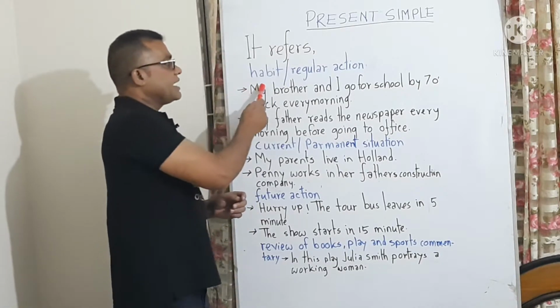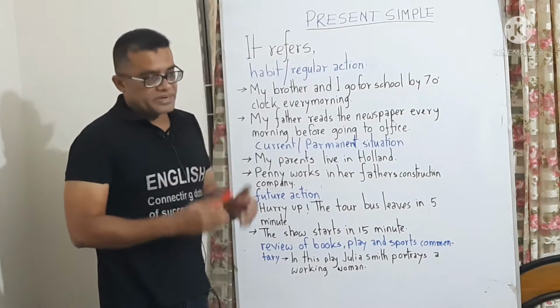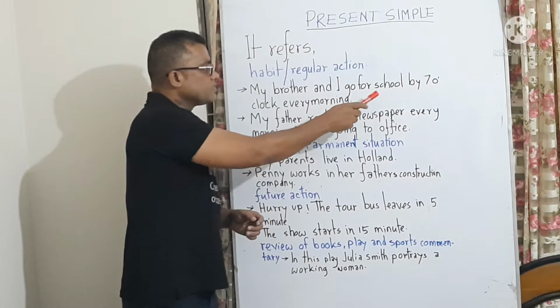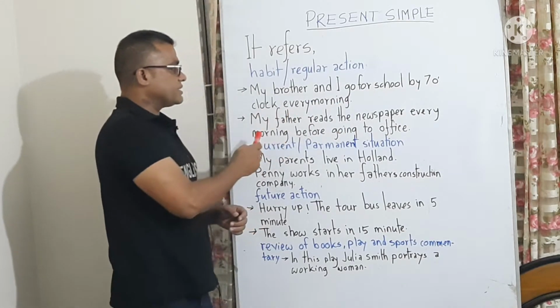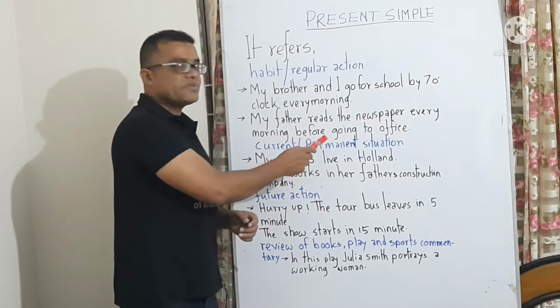Present simple refers to habit or regular action. That means that thing we do every day. My brother and I go to school by 7 o'clock every morning. My father reads the newspaper every morning before going to office.